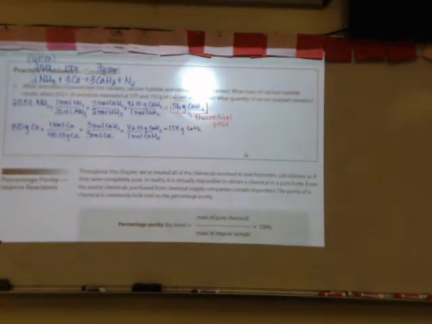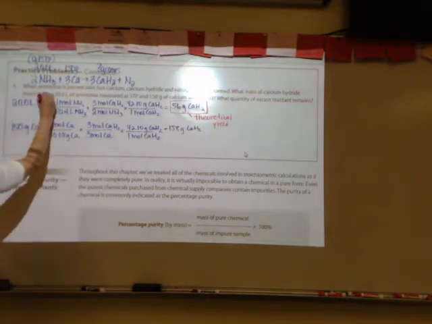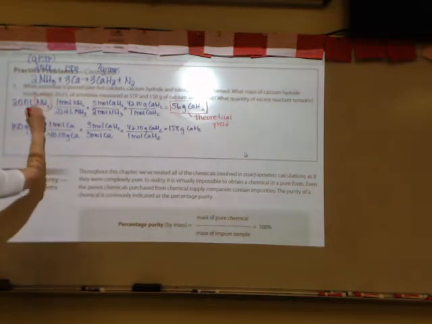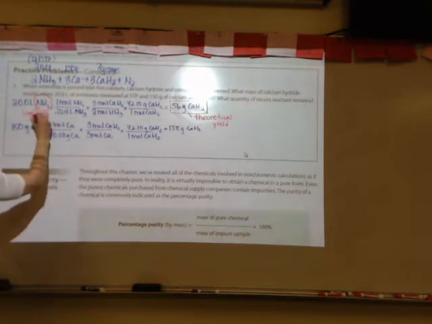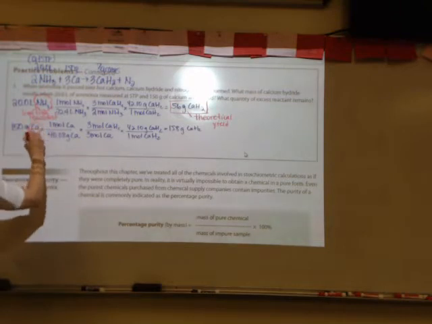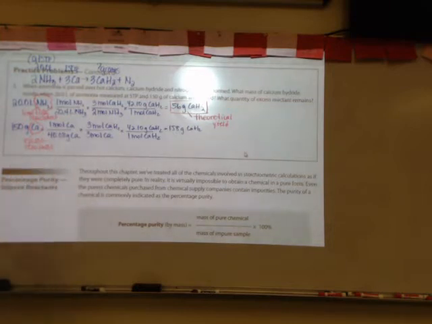It's the maximum amount of product that you could make because you're going to end up running out of NH3, which means NH3 is my limiting reactant, and that tells us that my calcium is my excess reactant. Okay, so I'll have some calcium left over.